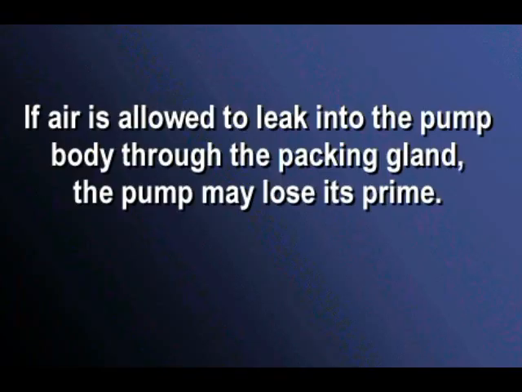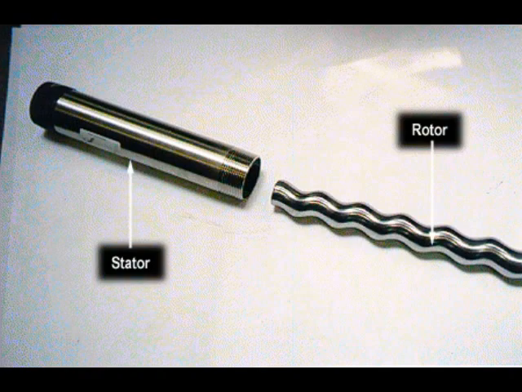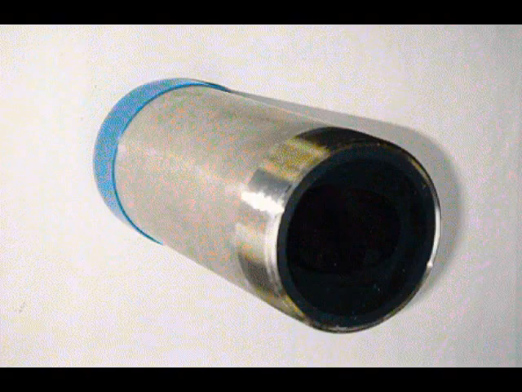Note that if air is allowed to leak into the pump body through the packing gland, the pump may lose its prime. The stator and rotor should be checked periodically for wear. To do this, measure the crest-to-crest diameter of the rotor. When it equals the minimum operational diameter given in the manufacturer's literature, it must be replaced. The stator should be inspected for pitting and gouging and replaced if necessary. The stator should also be replaced if the rotor slips out too easily.